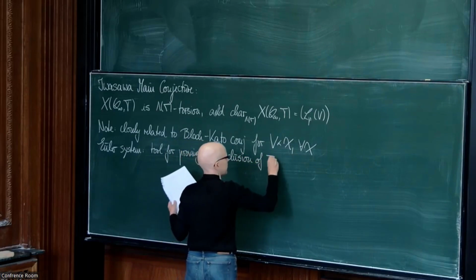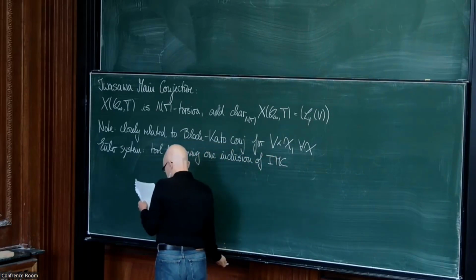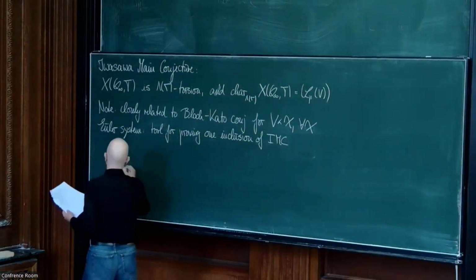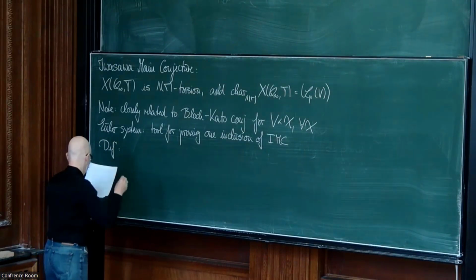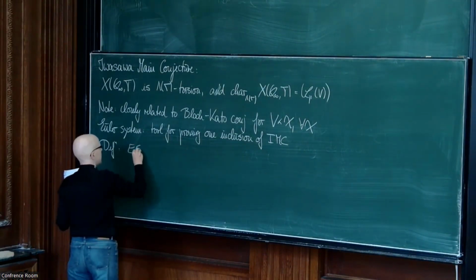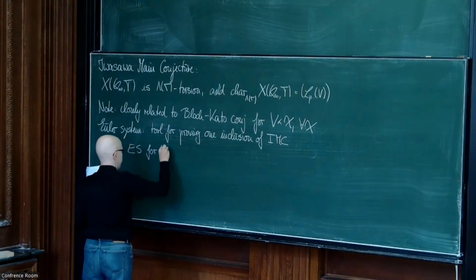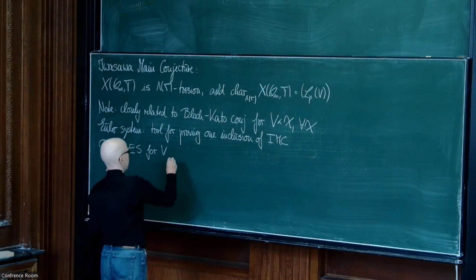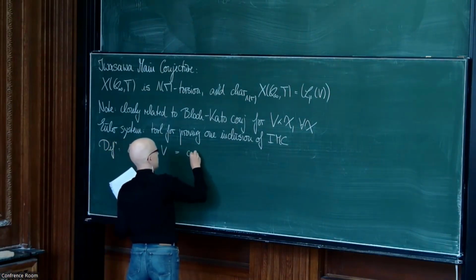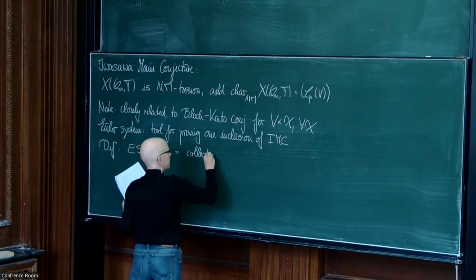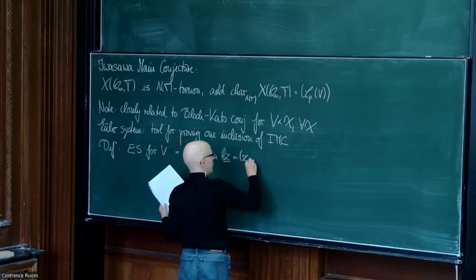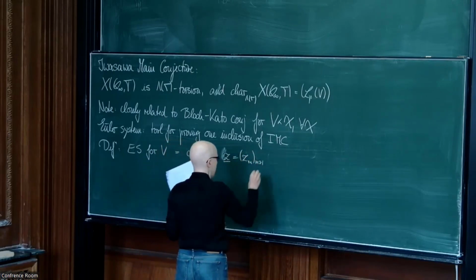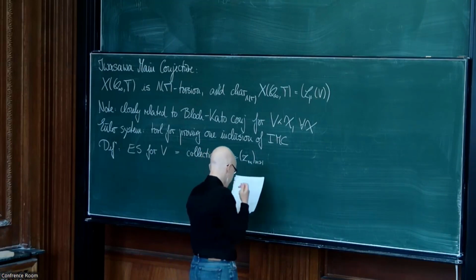So, of the Iwasawa main conjecture. So what is the definition? Definition: an Euler system for the representation V is a collection of cohomology classes, which I denote by Z underline. It is a collection of cohomology classes indexed by the positive integers.